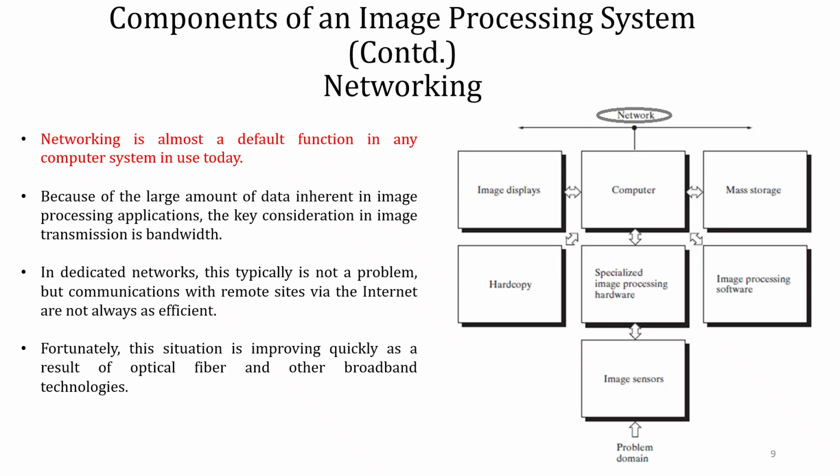Then comes the network. Networking is almost a default function in any computer system in use today. Because of the large amount of data inherent in image processing applications, the key consideration in image transmission is bandwidth. In dedicated networks, this typically is not a problem, but communication with remote sites via the internet is not always as efficient. This situation is improving quickly as a result of optical fiber and other broadband technologies.